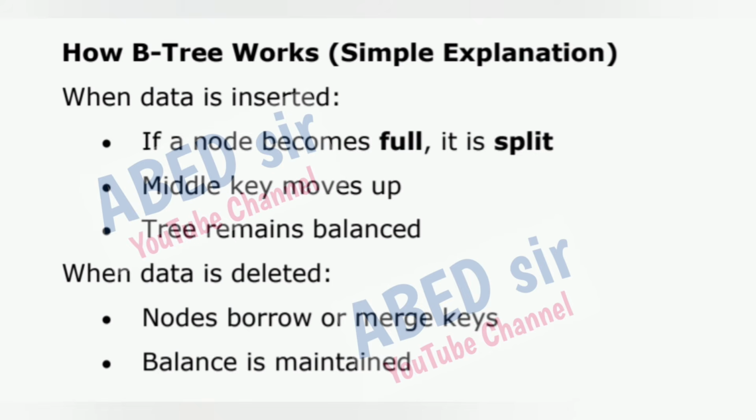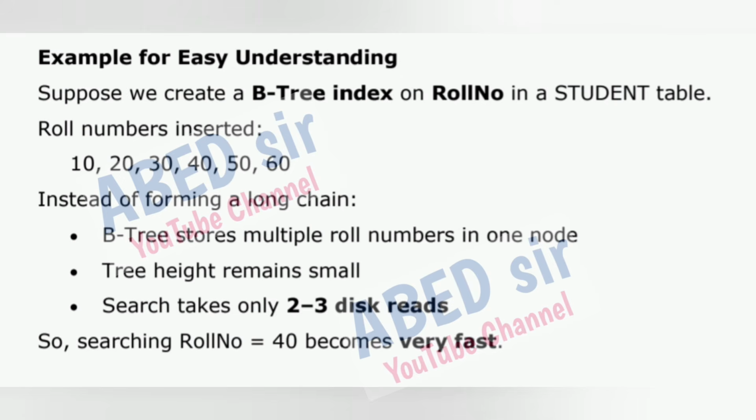How B-tree works? Simple explanation. When data is inserted, if a node becomes full, it is split. Middle key moves up. Tree remains balanced. When data is deleted, nodes borrow or merge keys. Balance is maintained.